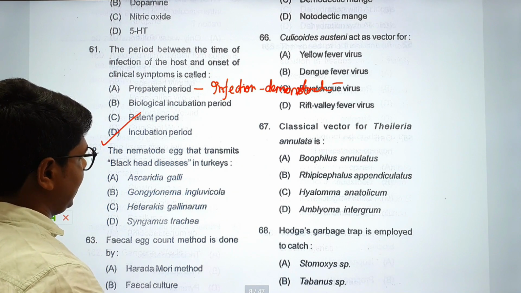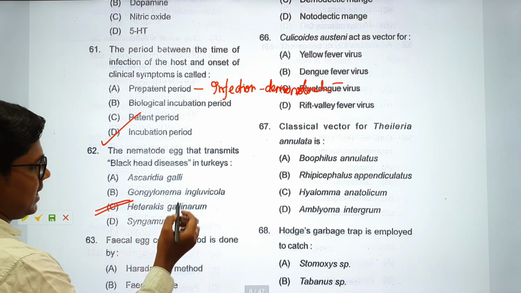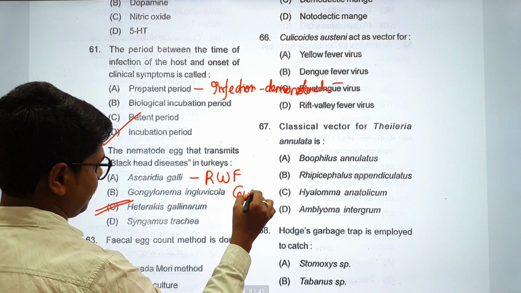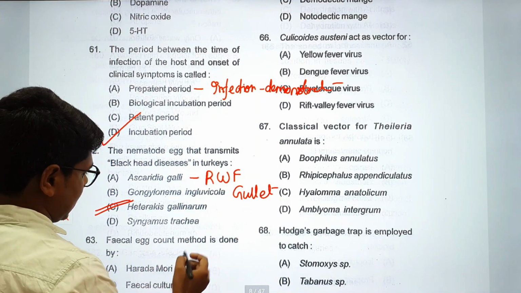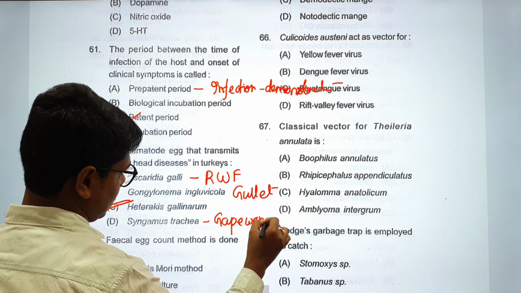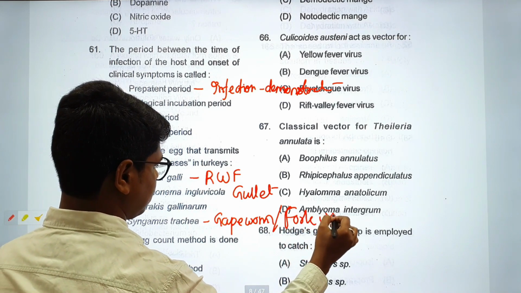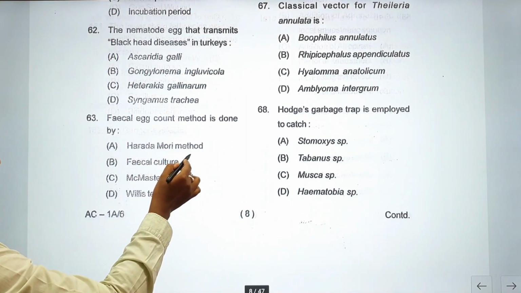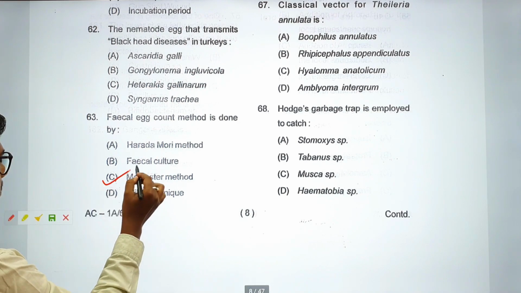The nematode egg that transmits blackhead disease, Heterakis gallinarum. Ascaridia galli is roundworm of fowl. Gongylonema, gullet worm. Syngamus trachea, these are common names. Syngamus trachea, gape worm. Also fork worm. Fecal egg count is done by McMaster method.